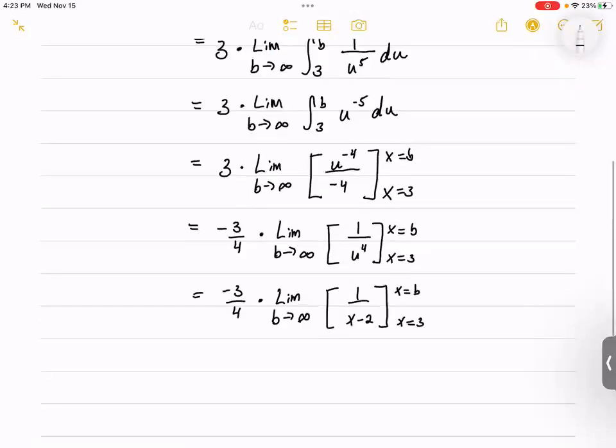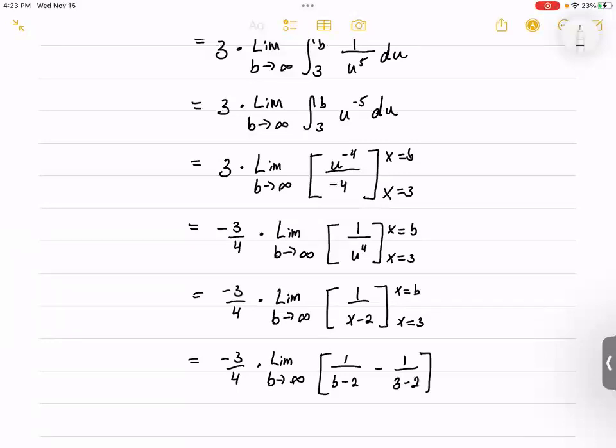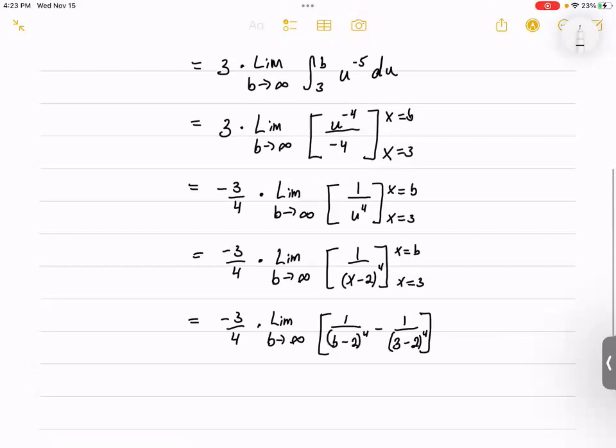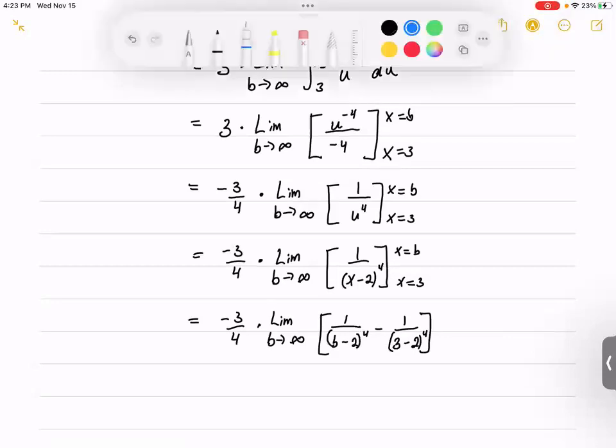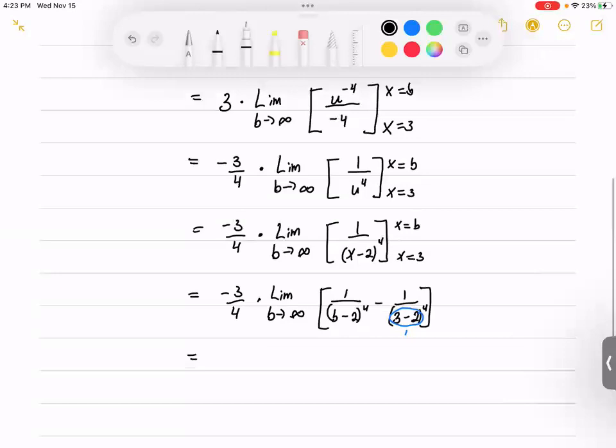And now I'm allowed to plug in my limits of integration. We'll get negative 3/4 times the limit as b approaches infinity of 1 over (b minus 2) minus 1 over (3 minus 2), oh yes, all raised to the fourth power. You're right. Sorry about that. Okay. Now let's evaluate this. First of all, what's 3 minus 2? 1. So if I have 1 to the fourth power, that's just 1, and 1 over 1 is 1. But since there's a minus sign in front of it, I know that we'll have a negative 1 there. So just rewriting this stuff in front, we'll have a minus 1.